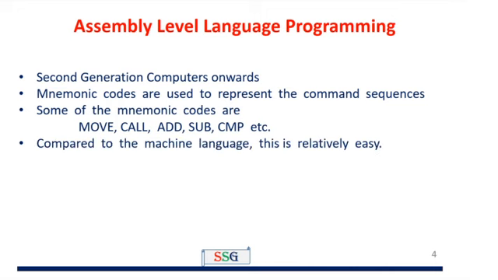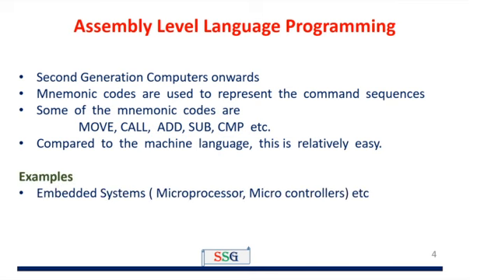For example, you are typing the command a equal to b, meaning the content of b is moved to the content of a. It is represented by the mnemonic code MOV a, b. CALL represents a function. ADD performs the addition of two values. SUB performs the subtraction of two values. CMP means compare the two values. Compared to machine language, this is relatively easy. Nowadays, many embedded systems, microprocessors and microcontrollers use only assembly level language programming.